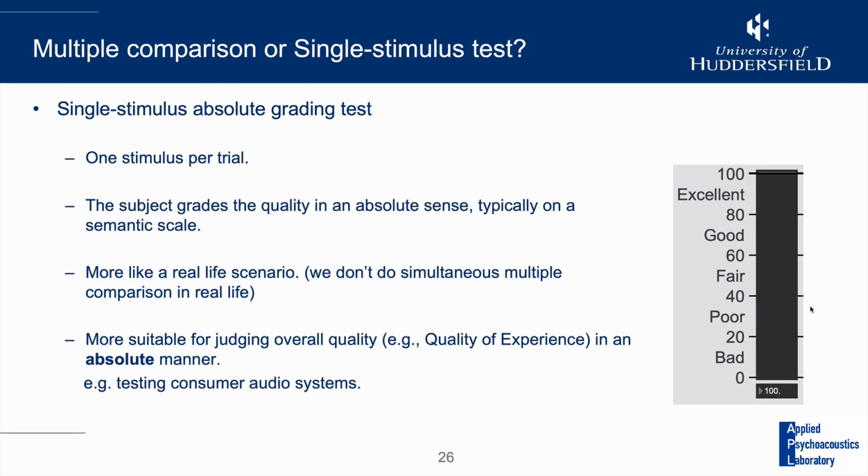So in a single stimulus absolute grading test, there is only one stimulus tested per trial, and the subject grades the quality in an absolute sense, typically on a semantic scale. And this is more like a real life scenario because we don't do simultaneous multiple comparison in real life usually. And this type of test is more suitable for judging overall quality in an absolute manner, like when we test consumer audio systems and we measure quality of audio, quality of experience. This kind of single stimulus absolute grading method is often used.